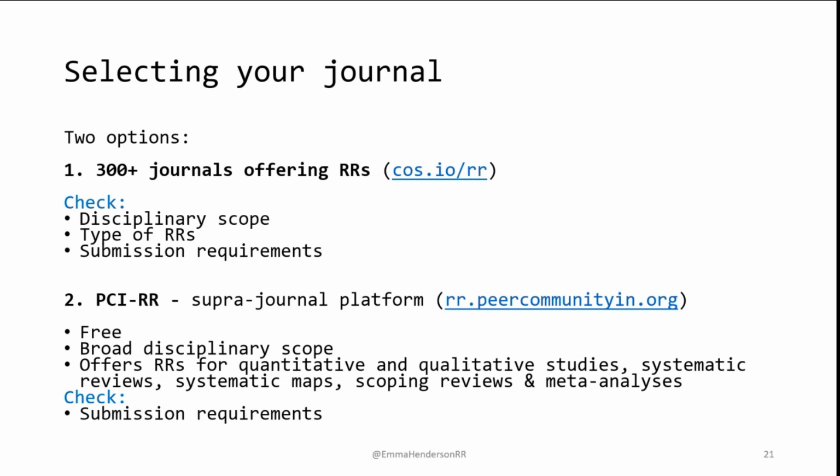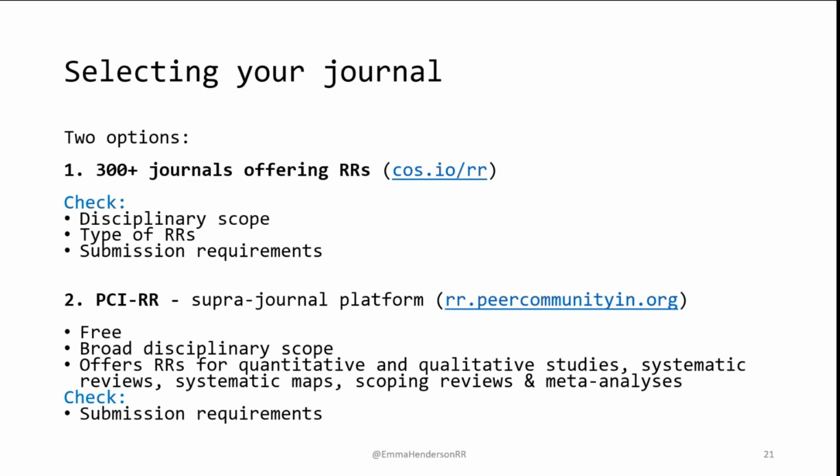So you have two main options for publishing a registered report. Journals: over 300 journals offer registered reports, and there's a link there so that you can see which journals in your disciplinary area do publish them. When selecting a journal, you would want to check the disciplinary scope of that journal, the types of registered reports that they offer. So there are different types of registered reports, say qualitative registered reports.